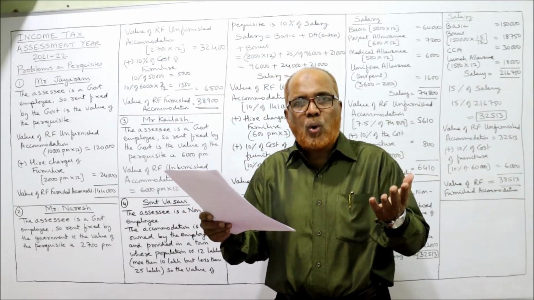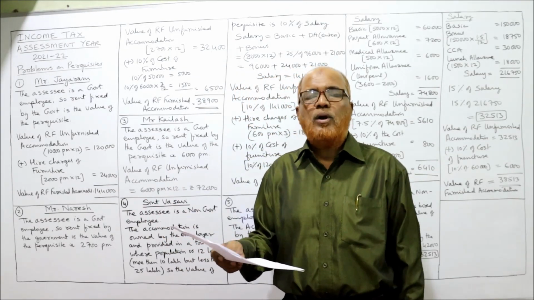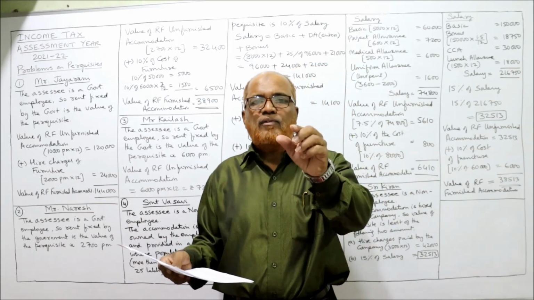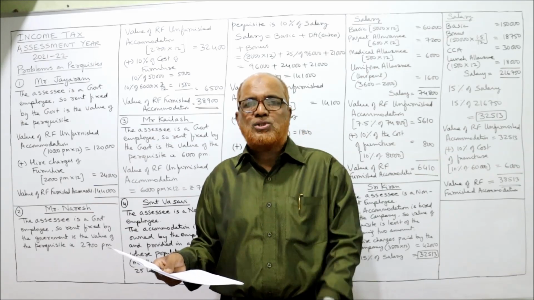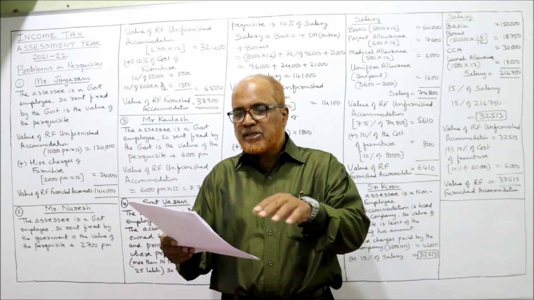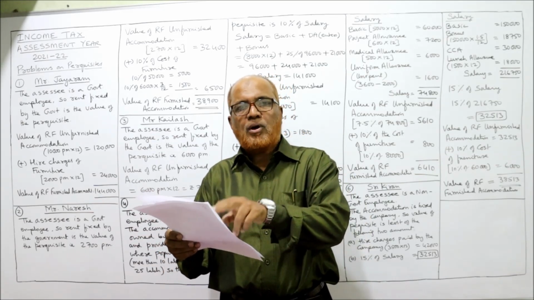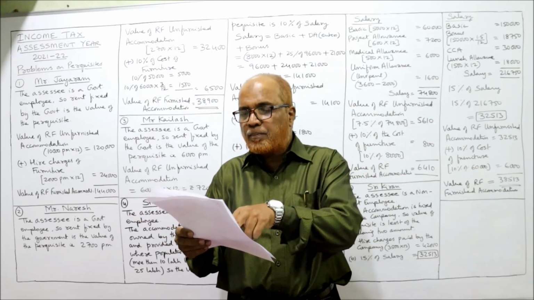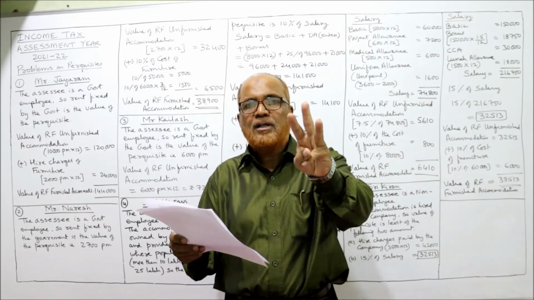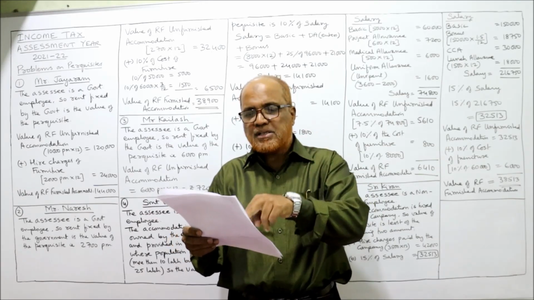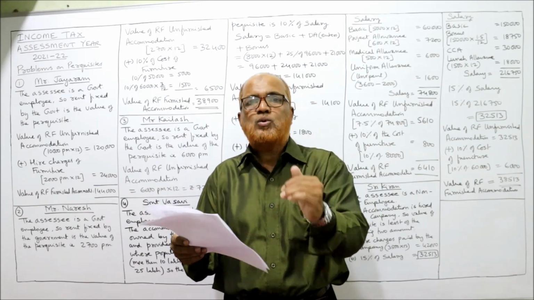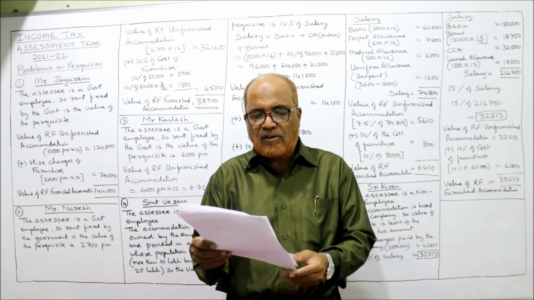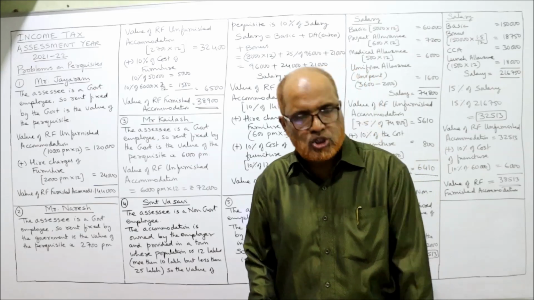And the furniture is owned by the employer. So we calculate 10% of the cost of furniture. So 10% of 50,000, because this 50,000 furniture was provided for the whole year. The 60,000 rupees furniture was provided only for 3 months. So 10% of 60,000 into 3 by 12, because it is provided only for 3 months.